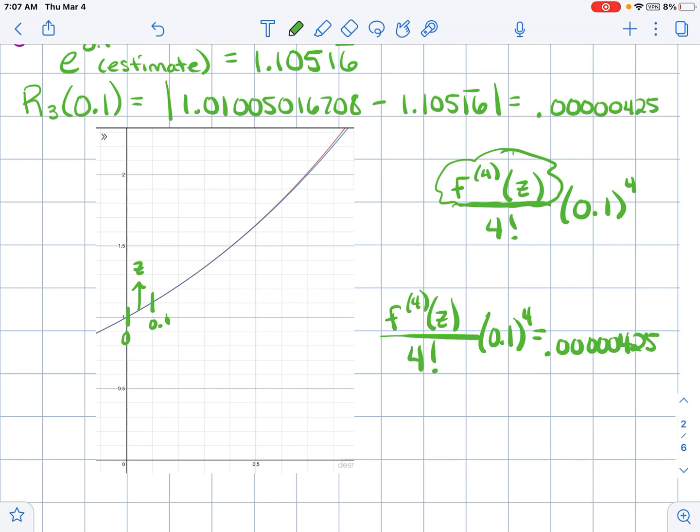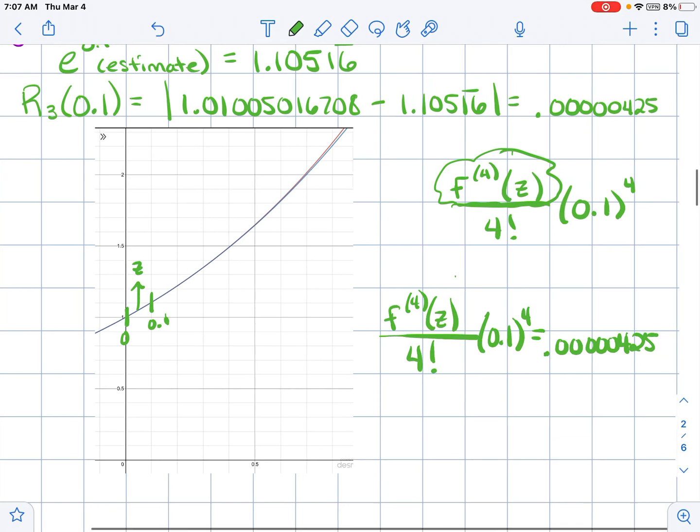So what we're going to say from here on is, all right, we can't find that z value. That would be guess and check. And if we could find the z value, it would take a calculator to do it, and then why don't we just find e to the 0.1 anyway? But what LaGrange is saying is that somewhere in between 0 and 0.1, there is a value z that if we plug that into the fourth derivative, we will get the exact remainder. All right, great. That's his theorem.